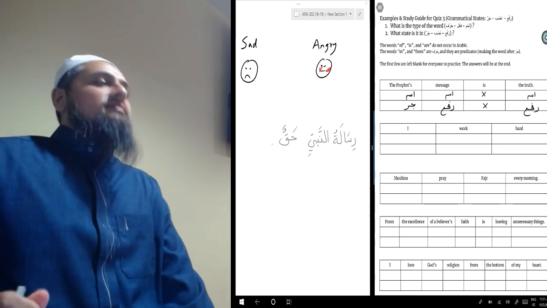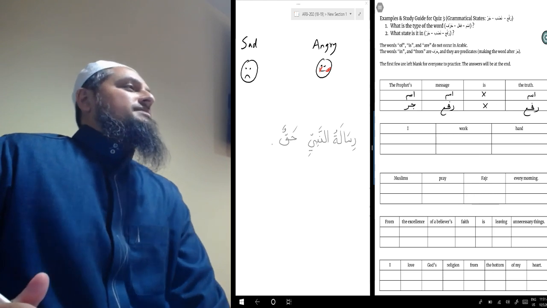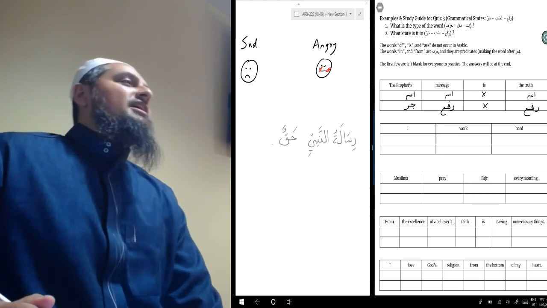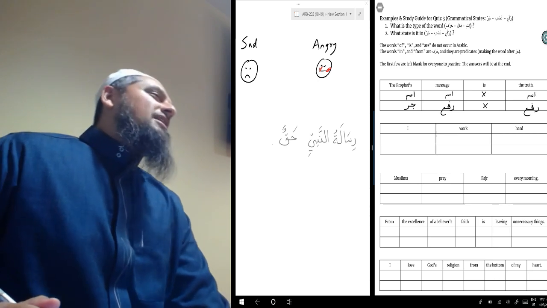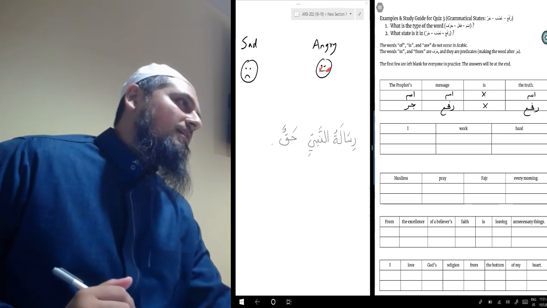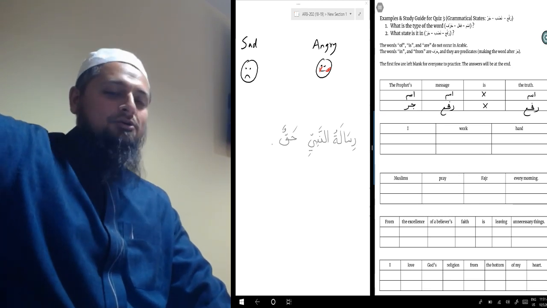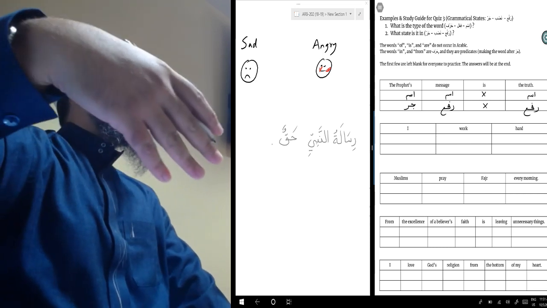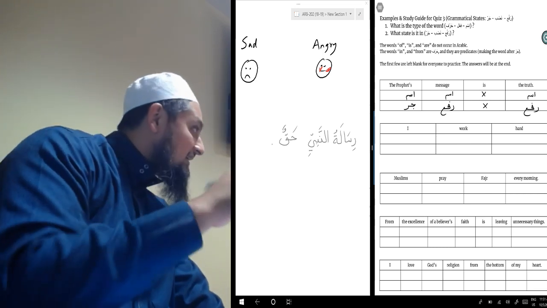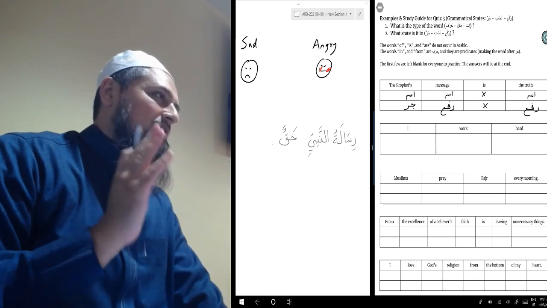How is it rafa'? Because it's the predicate of the sentence. In the Arabic language, the subject of the sentence and the predicate will always be in the state of rafa'. Right? So this is getting ahead of ourselves. Right now, I believe that instead of figuring out why, we should only be focusing on what it looks like. Right? What it looks like.